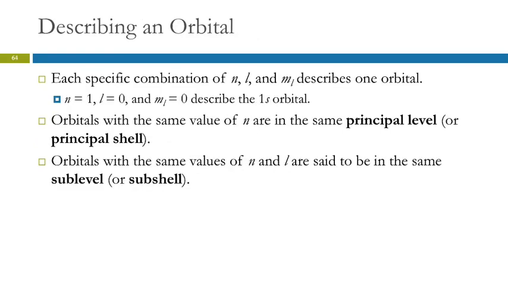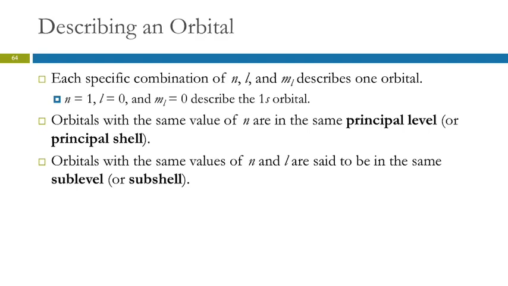So to describe an orbital, or this region of space in which there's a probability that an electron is present, we specify all 4 quantum numbers. Well, the 3 quantum numbers describe one orbital, and then the spin, we'll get to that.